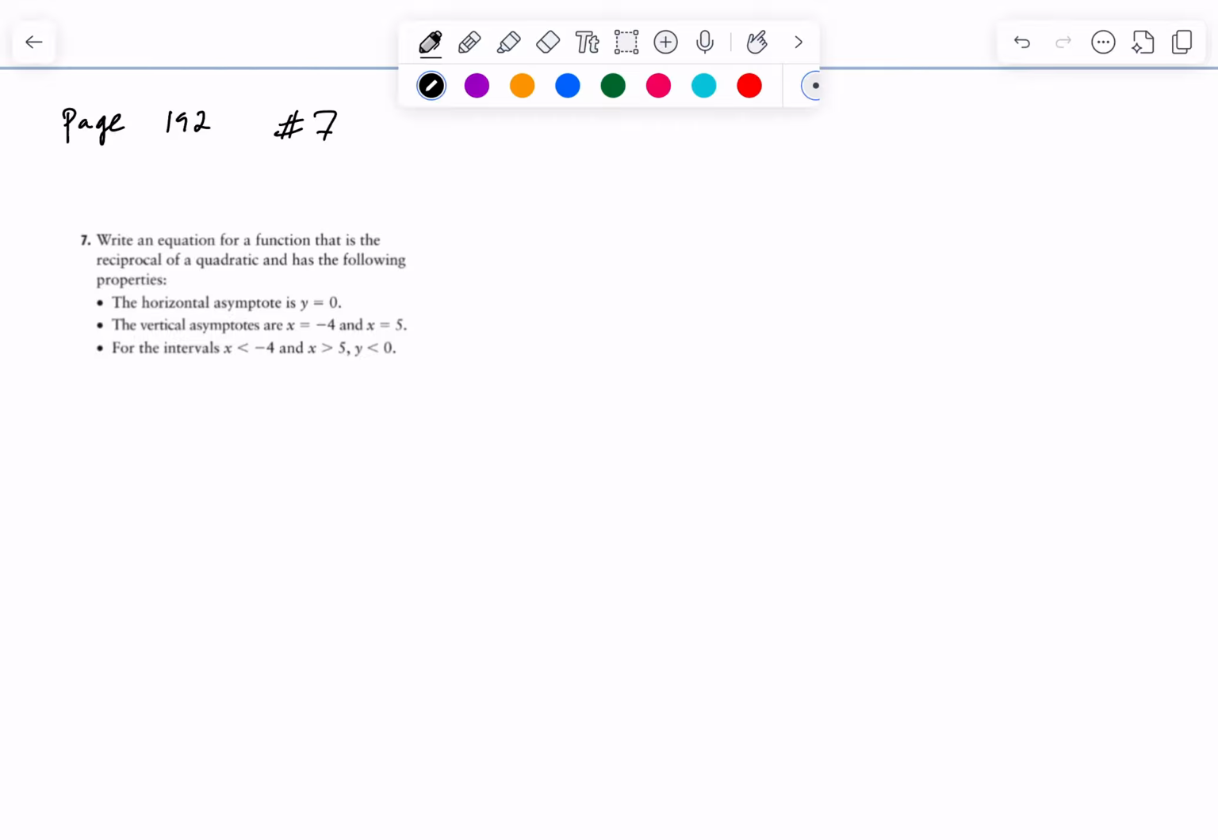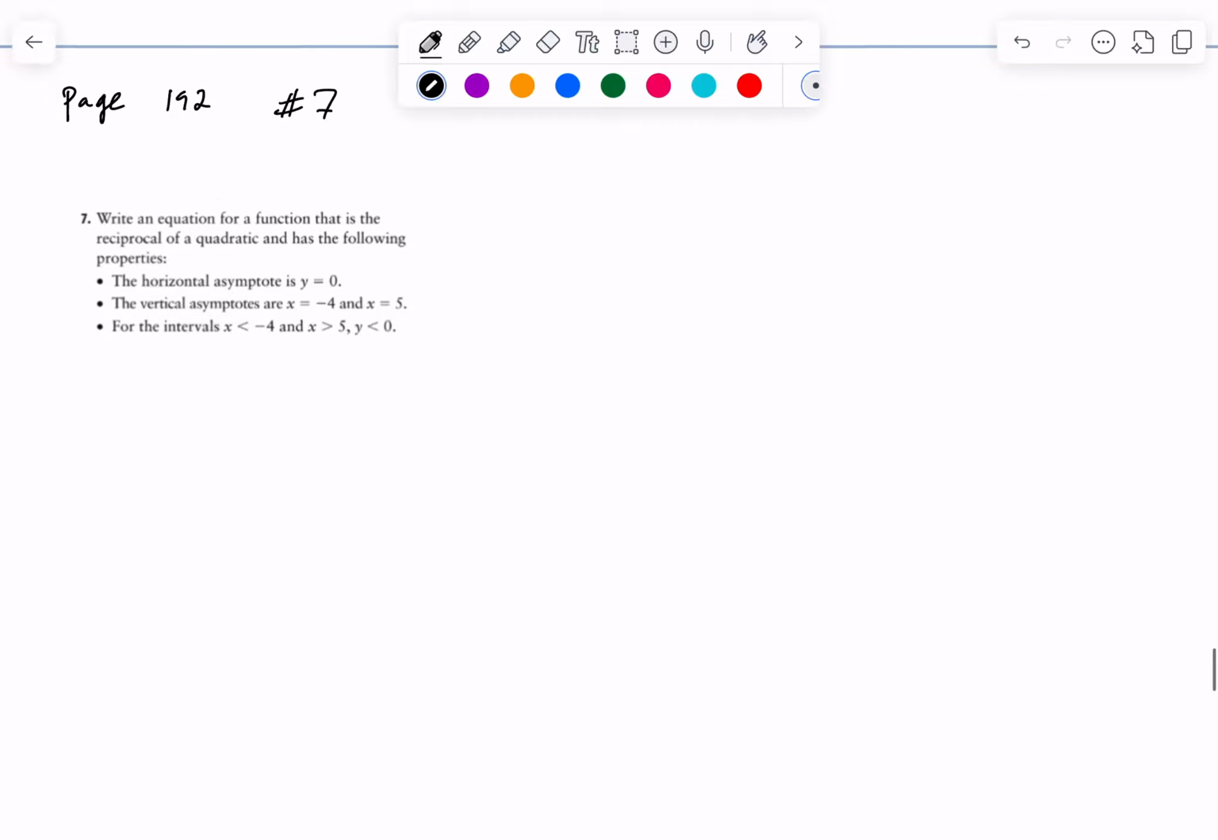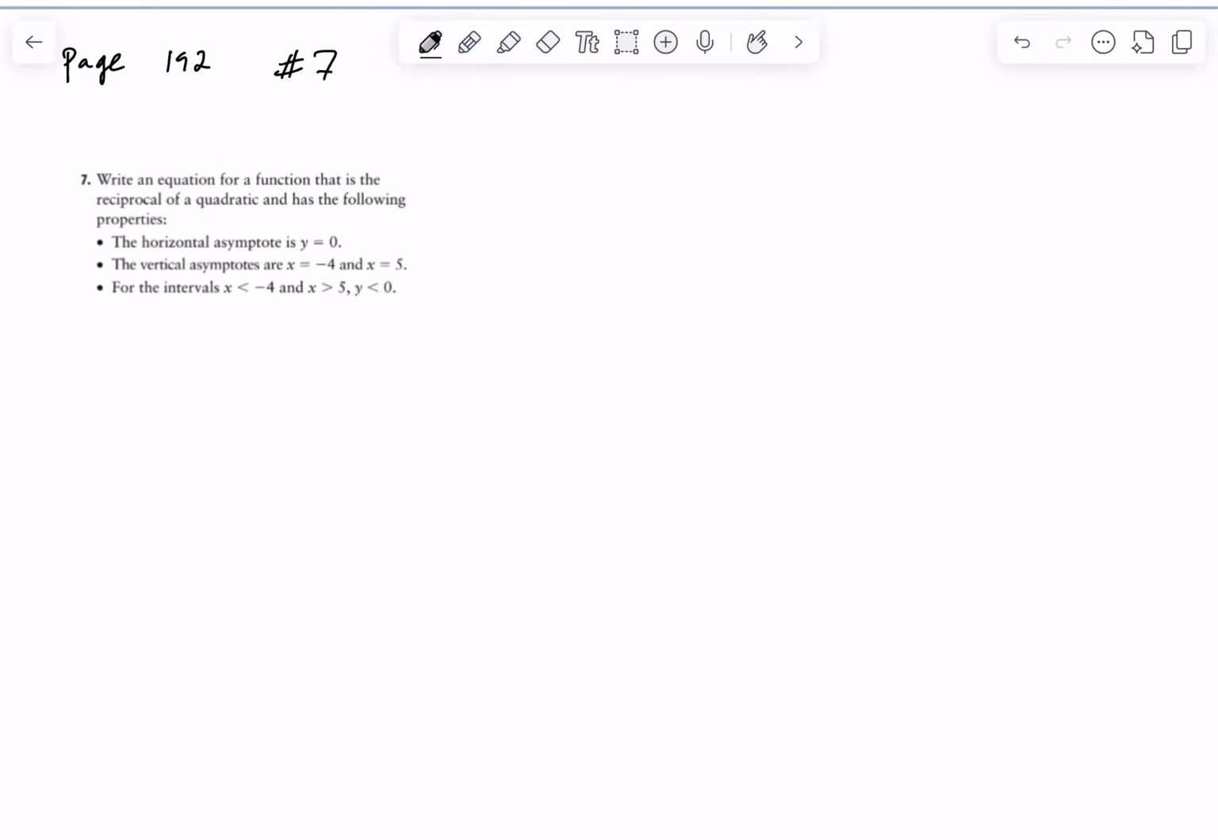All right, so this is gonna be number 7 from your review on page 192. And essentially what this is gonna ask us to do is create an equation that meets those 3 separate conditions. And so what I'm gonna do is just basically build them one piece at a time, where I'm trying to put the components in place. The hardest one maybe is gonna be the last component, okay?